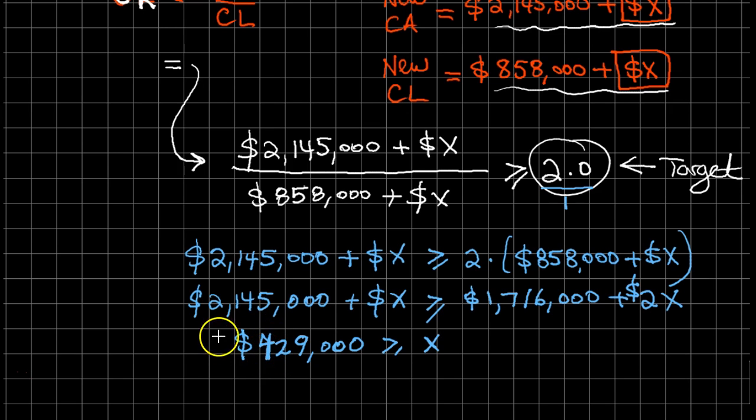Okay, and that's the maximum loan that our company should take from that bank. And so long as we borrow an amount less than or equal to $429,000, our current ratio should not fall below its target of 2.0, and that would be all about this problem.